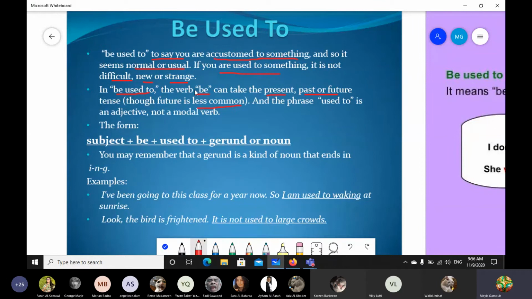طيب معناته إذا عندنا be used to، معناته البي اللي هو الفيرب to be لما أنا بحكي ممكن يجي بالماضي، ممكن يجي بالمضارع، ممكن يجي بالمستقبل. معناته ممكن أحط محله am is are، أو was were، أو مثلا بالمستقبل ممكن يكون will. تمام.